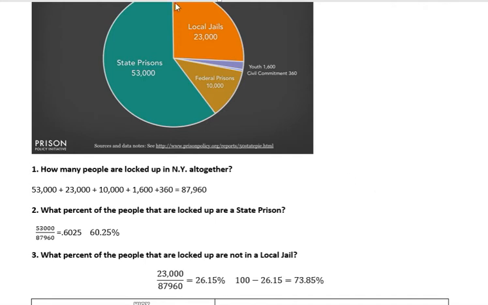I could also ask something like, what percent of the people are locked up that are not in a local jail? In that case, I could do this more than one way. But one thing I could do is take the local jail and do the same thing I did up above, find out the percentage in local jails, and then just subtract that from 100 to see how many people are not in local jails but are in other types of facilities. So 26 and 1/1500%, and then if I subtract that from 100, that gives me 73 and 8500%.